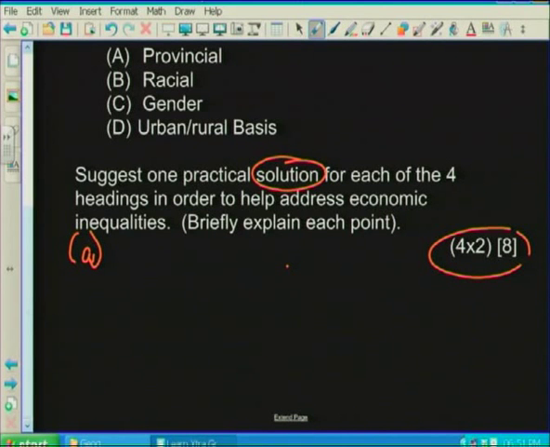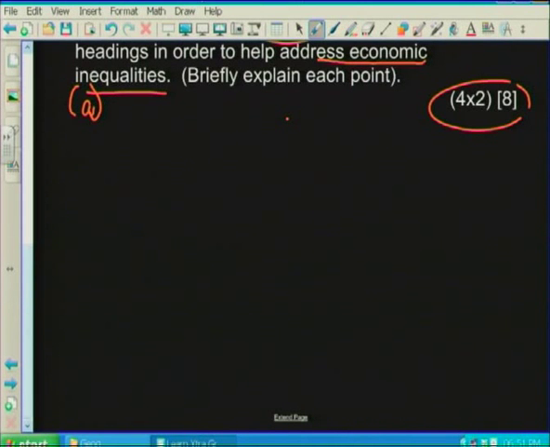What practical solution can you give in those themes or headings which is going to allow us to address economic inequalities, why we have rich, why we have poor, why we have access, why we have lack of access, etc. So in the first instance, we're talking about provinces here. A is province. How could provinces address economic inequality? Well, certain provinces are richer than others, or more well off than others.